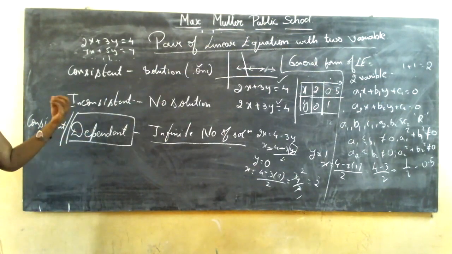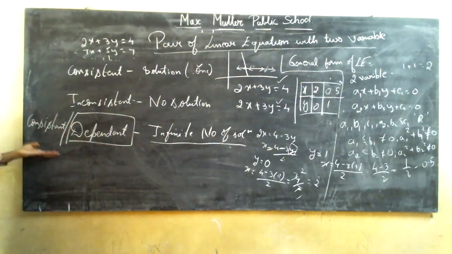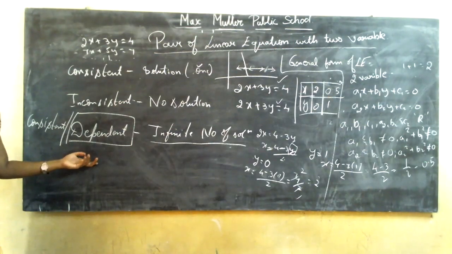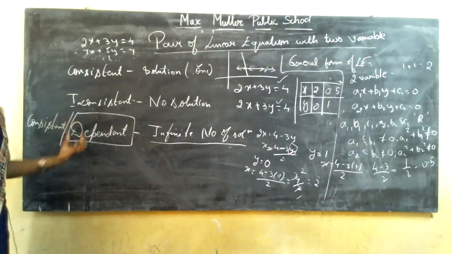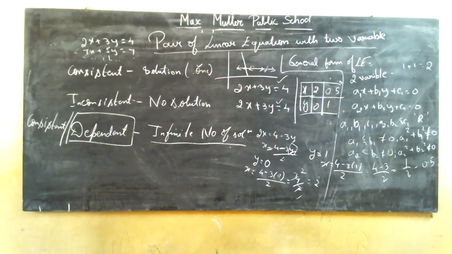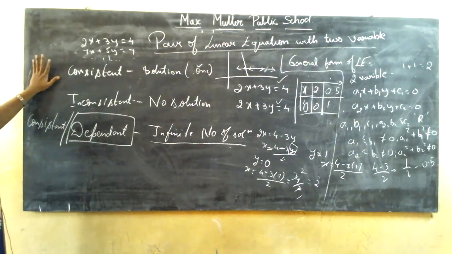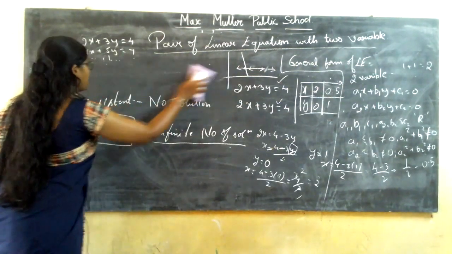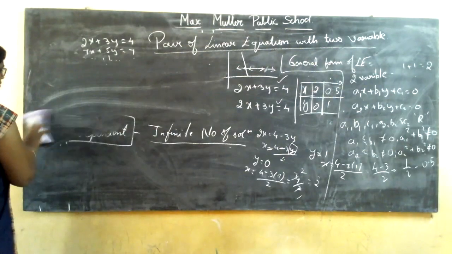If you are not able to name it as dependent, you can also use consistent. No matter, they give you the marks, you can use either consistent or dependent. But now it is multiple choice. If the option is given as dependent, then you need to choose dependent. For that purpose, we are using dependent for consistency. In place of consistency, when you have an infinite number of solutions, you are going to use the word dependent. If you have one solution, then it is a consistent line. Now, let us go to the graphical representation.